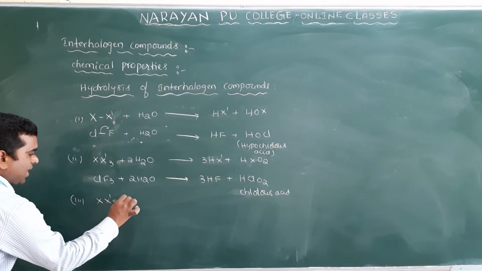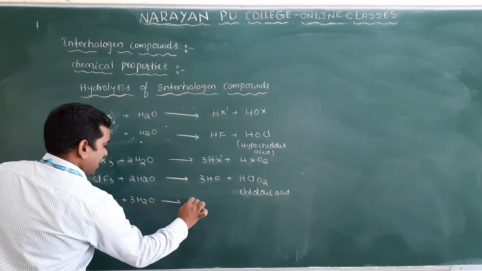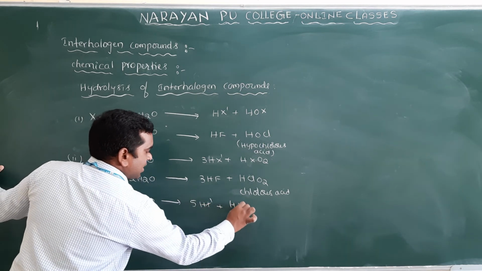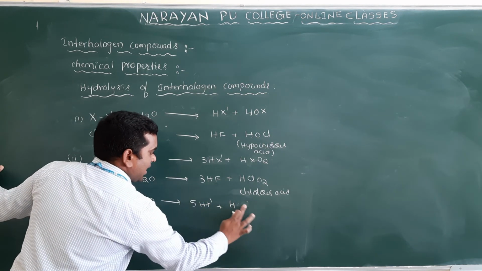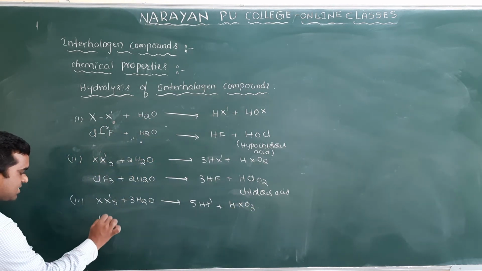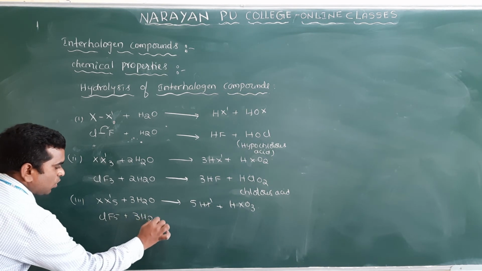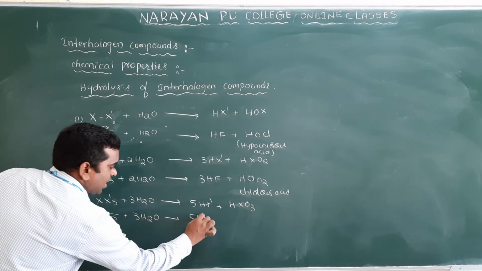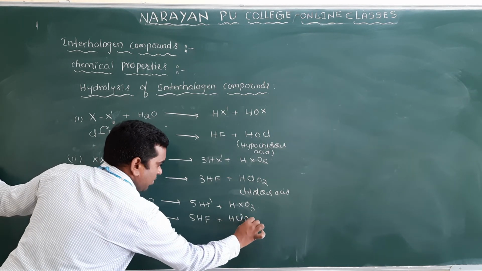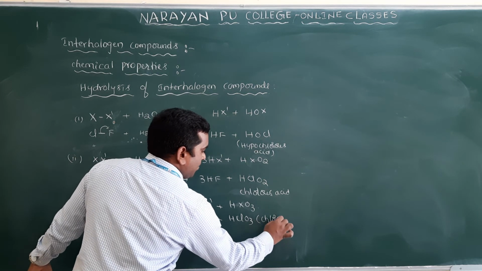Another one, the third, XX'5. Take 3 moles of water, then you get 5 moles of HX' plus HXO3. Simple. Take ClF5 as an example, plus 3H2O. You get 5 moles of HF plus HClO3. What is the name of this compound? Chloric acid.